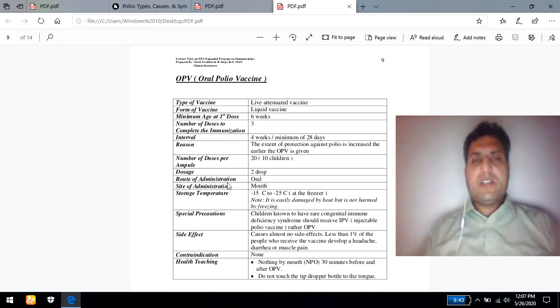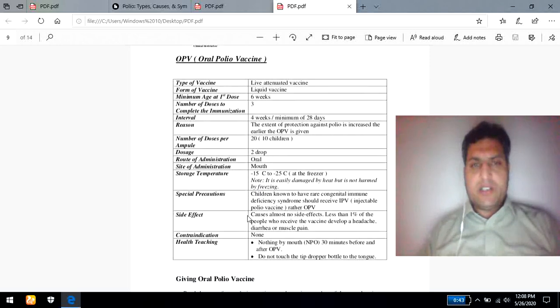Route of administration: OPV stands for oral polio vaccine, so of course the route of administration should be oral. Site of administration: by mouth. The next one is the storage temperature. We should store polio vaccine at -15 to -25 degrees Celsius, at freezer temperature. The next one, special precaution.